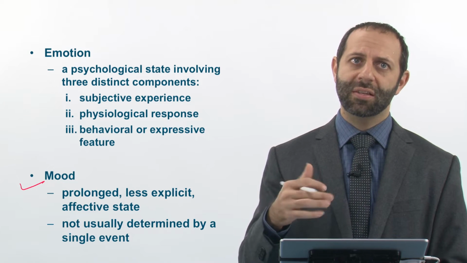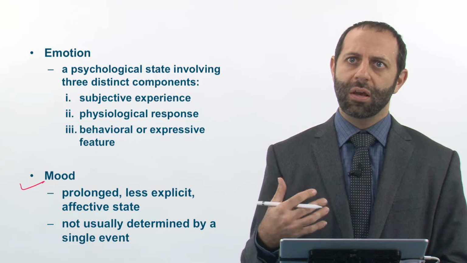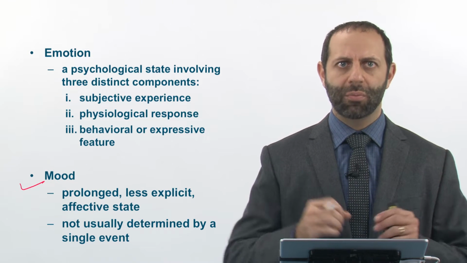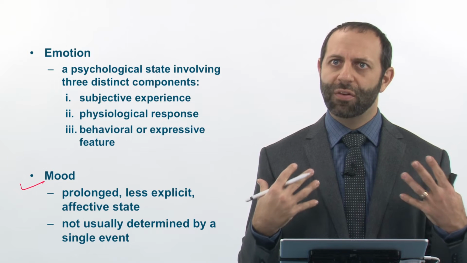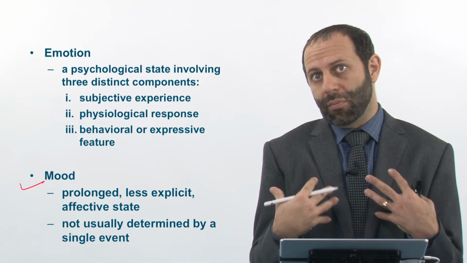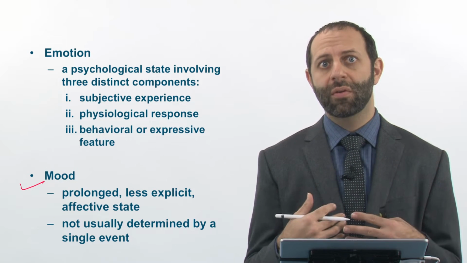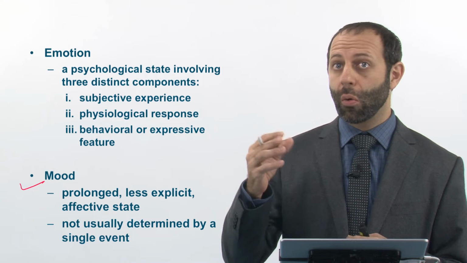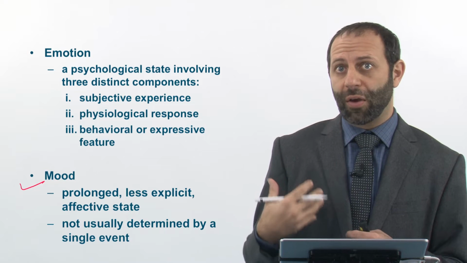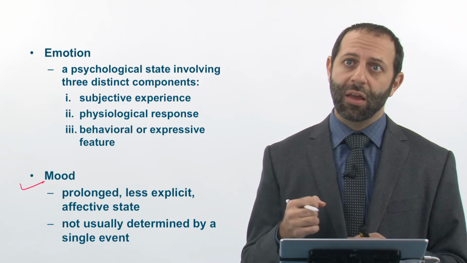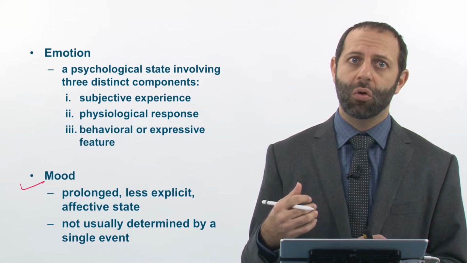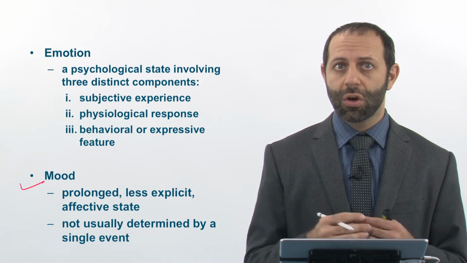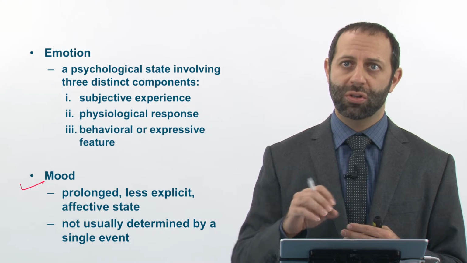In opposition to this is an emotion. An emotion is a physiological state that involves three distinct components. There is the subjective experience, meaning what I'm experiencing myself subjectively. Then there's my physiological arousal. How does going on a roller coaster affect me physiologically? And then there are the behavioral or expressive features of such an emotion. So this is how we define emotions overall.